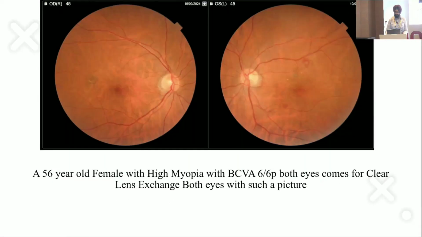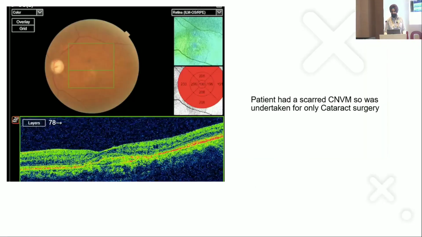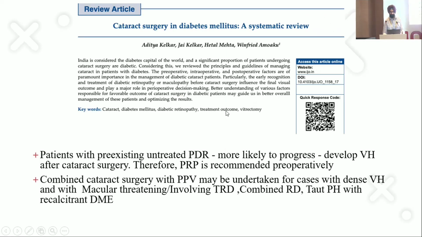Another 56-year-old female, high myope, came for clear lens extraction. On fundus examination, the left eye showed asymptomatic polyps. She had a tall, peaked, heterogeneously reflective PED. She was advised anti-VEGF followed by cataract surgery. Another patient had a scarred CNVM, so was taken up for cataract surgery after explaining a guarded visual prognosis. So let's come to specific cases.